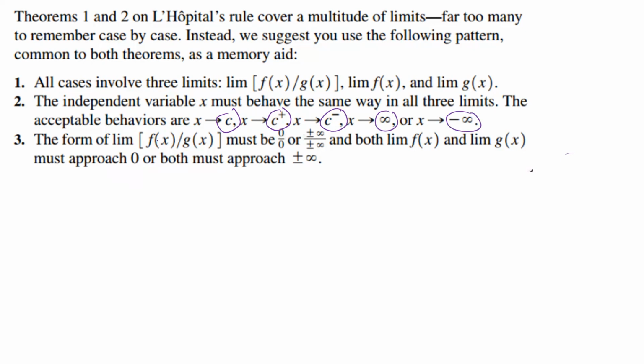The form for f of x over g of x has to be 0 over 0 or plus or minus infinity over plus or minus infinity. Both the limit of f of x and g of x have to approach 0, or they both have to approach plus or minus infinity, because remember, we have to have one of those to work. Once we have these, we can use L'Hopital's rule: take the derivative and find the limit of the derivative of f of x over the derivative of g of x. Hopefully we get a number. If not, and we get one of these forms again, then we take another derivative.